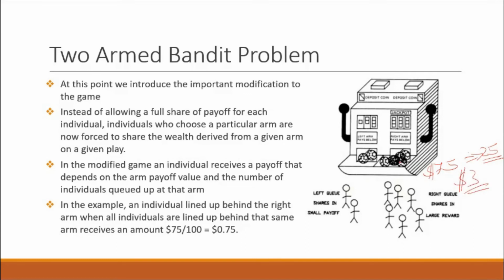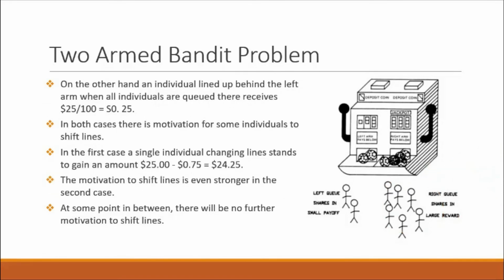So if all the 100 people are on the right side, then he will be getting only $0.75. And if all the 100 people are on the left side, then also he will be getting only $0.25. So that is the condition. If all the 100 people are on either of the sides, they will be getting a very low amount.